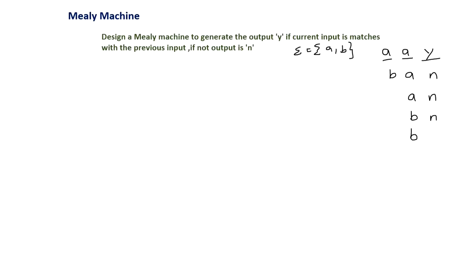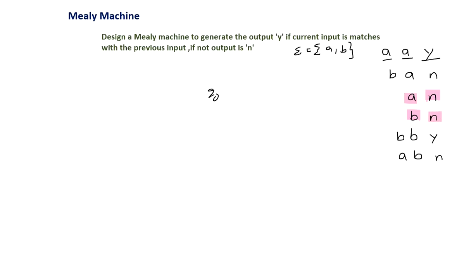If the current input is B and previous input is B, the output is Y because it matches with the previous input. If the current input is B and previous input is A, it is not matched, so output is N. First we will start designing with the minimum string, that is if the input is A, output should be N. If the input is B, output should be N.